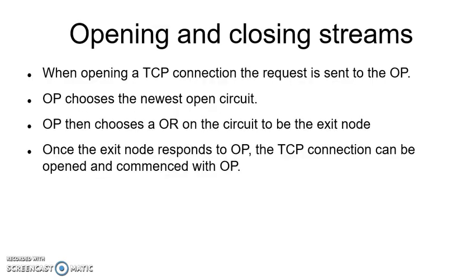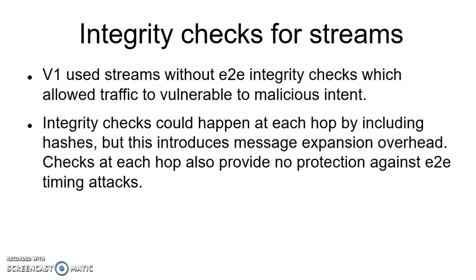When opening a TCP connection, the request is sent to the onion proxy. The onion proxy chooses the newest open circuit. The onion proxy then chooses an onion router on the circuit to be the exit node. Once the exit node responds to the onion proxy, the TCP connection can be opened and commence with the onion proxy.